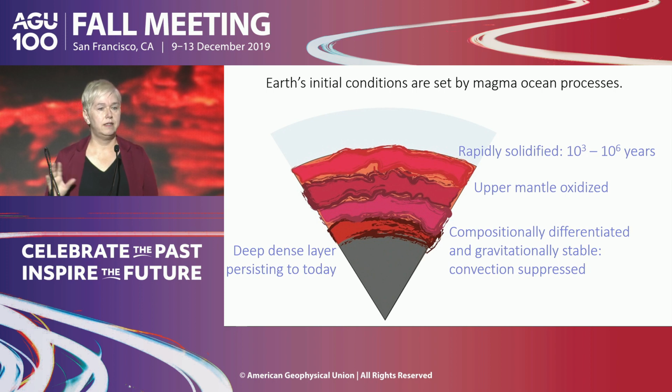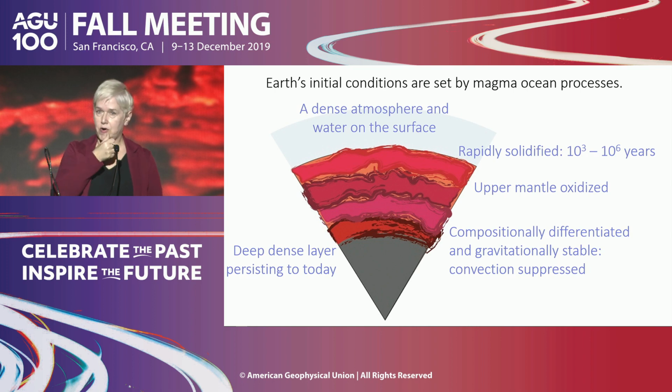And so that is, to my mind, really the initial conditions of the Earth that are set by magma ocean processes, probably any terrestrial planet the same. With a deep atmosphere and water on the surface. And that atmosphere is not entirely erased by giant impacts nor by the late heavy bombardment. And so traces of that atmosphere are retained and then replenished by volcanism.